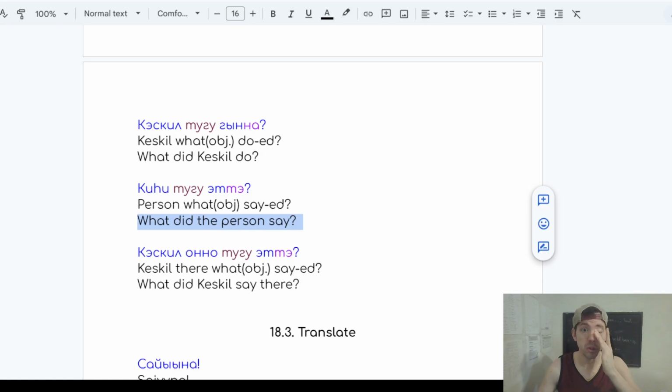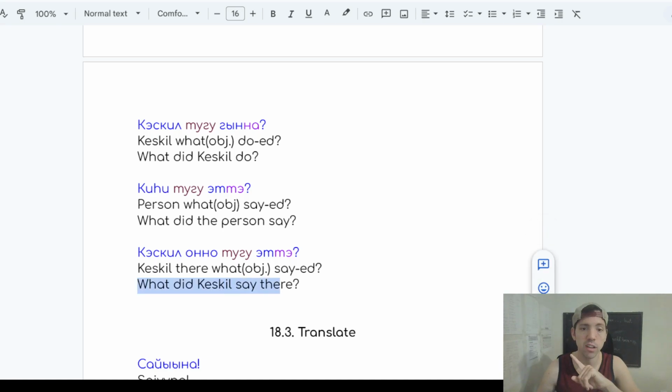Oh yeah, because we don't know who the person is that's talking to him. Yeah, they said to, well, don't pause it or mute me if you don't want spoilers on the answers, but the person said to eat more, using the word usu. Usu aha. And then, Keskiel onna tugu ette.